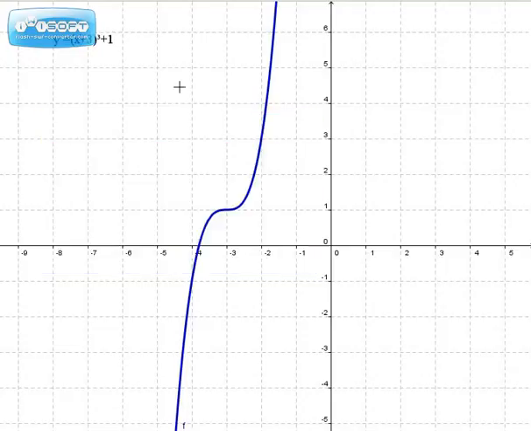So there's what I got so far. It's gone to the left 3 units and then up 1 unit. But it may be a little bit steeper than normal. It may be a little bit shallower than normal. So I also have to look at that.